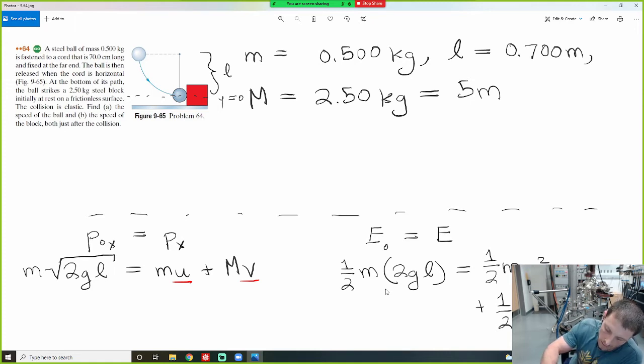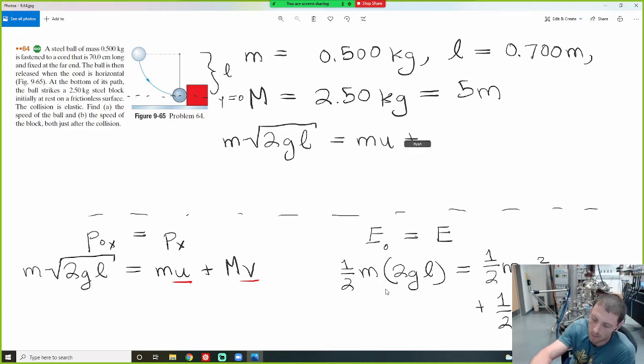Okay, so we had m square root 2gl equals mu. But what I'm going to write now is, remember we said that the mass of the block is 5 times the mass of the ball. So here what we can write is 5 mv, like that. And the mass goes away. We can just cancel that right out. So that is a little bit helpful.